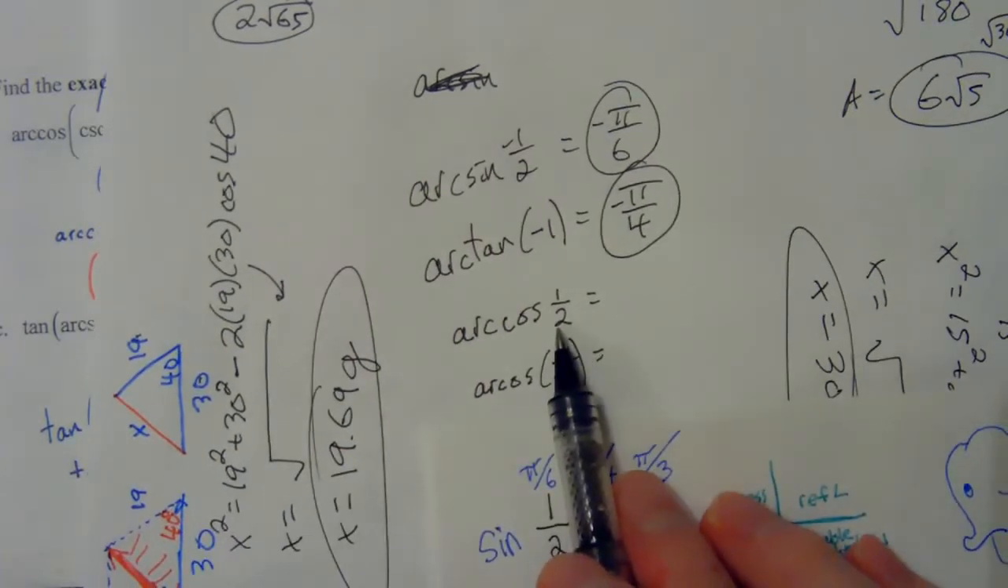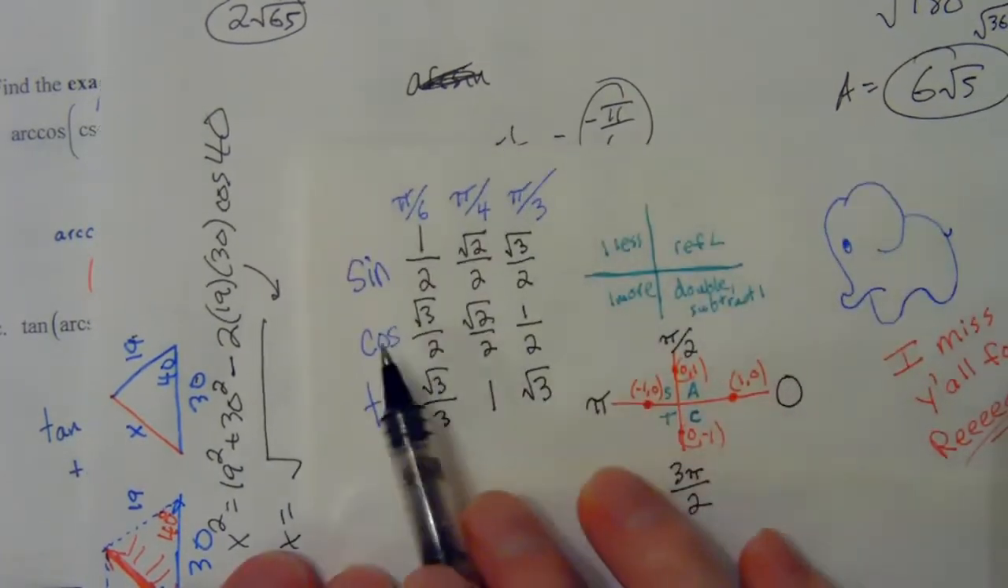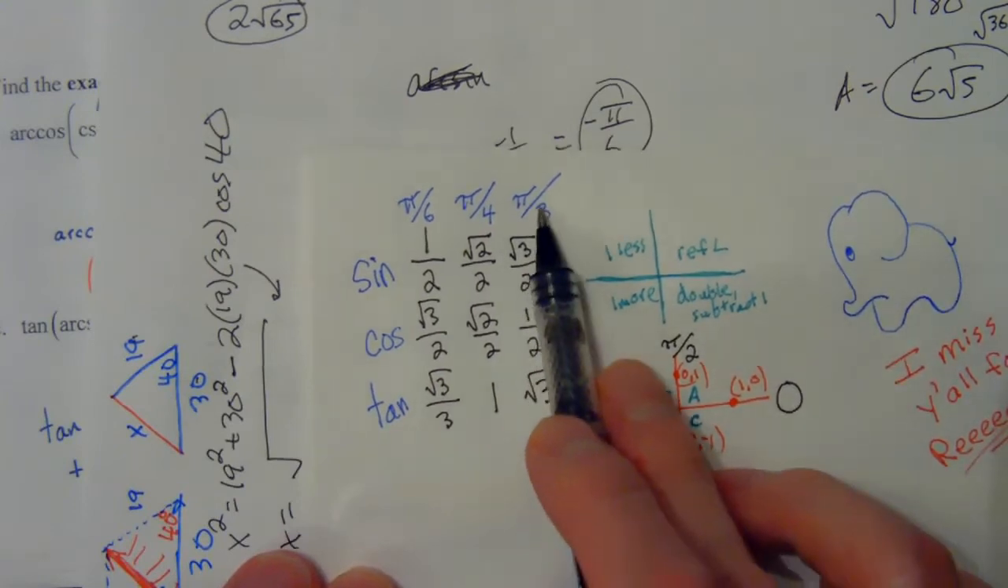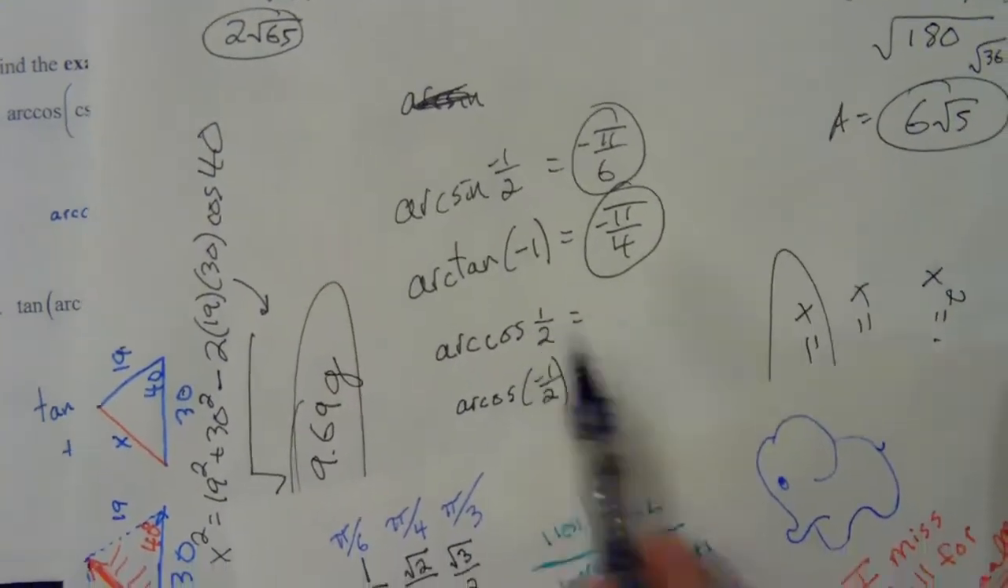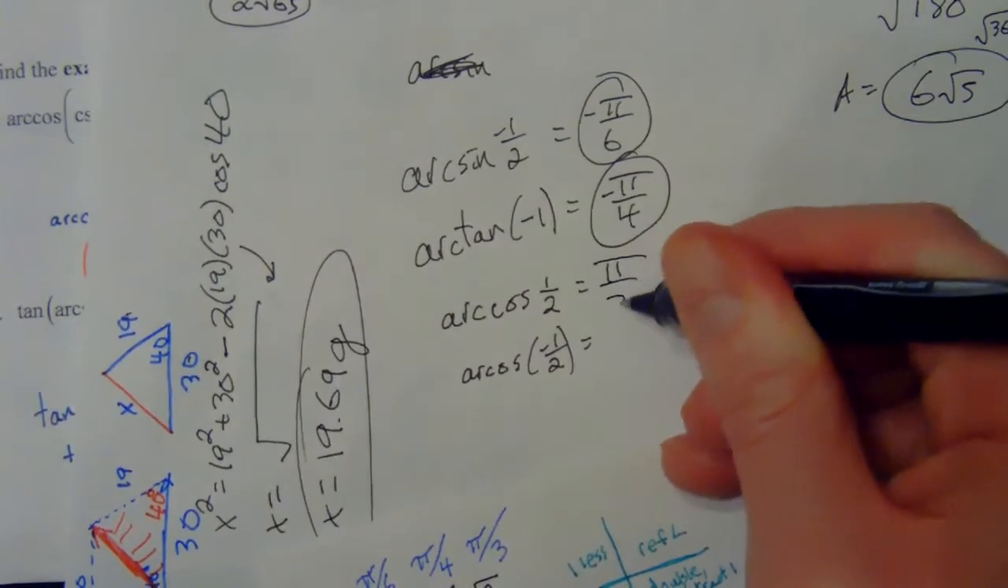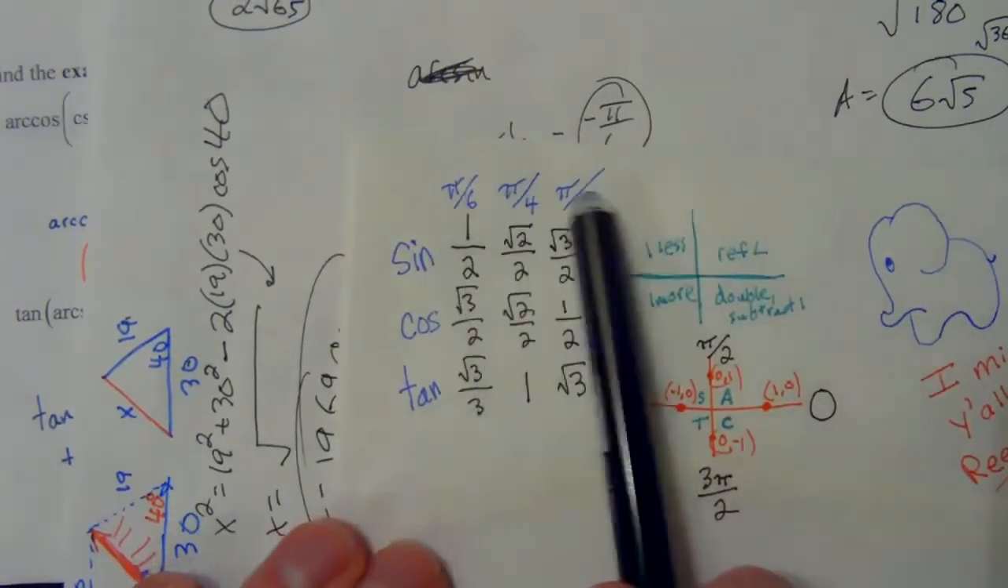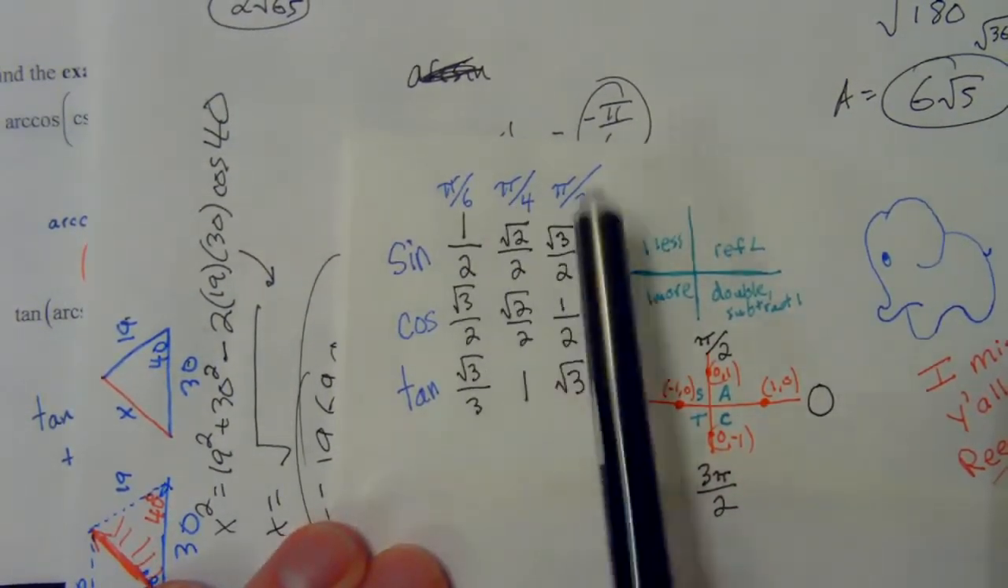And when I do the arc cosine of 1/2, it's positive. So your answer is going to come from quadrant 1. Your answer is going to be a reference angle. The angle whose cosine is equal to 1/2, that angle is pi over 3. So if that's a positive number right there, you always are going to give me a number straight from the top of your chart there, pi over 6, pi over 4, pi over 3.